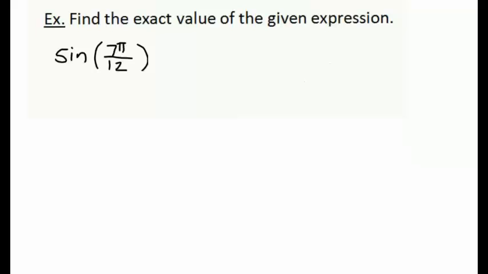Let's take a look at the following example where we're trying to find the exact value of the expression sine of 7 pi over 12. Since pi over 12 is not one of our usual reference angles, this one's going to be very difficult for us to tackle head on. So what we can do is break up this fraction into two other fractions where we know the reference angle, and then apply either the addition or subtraction formula for sine.